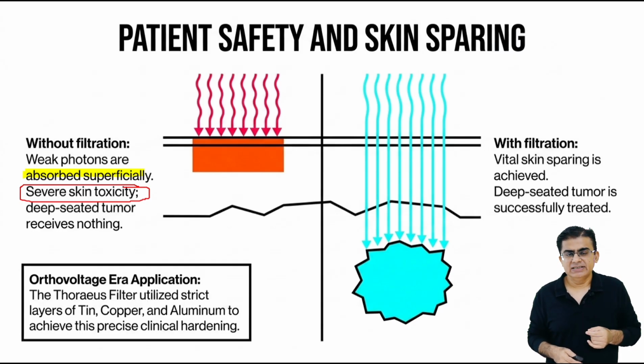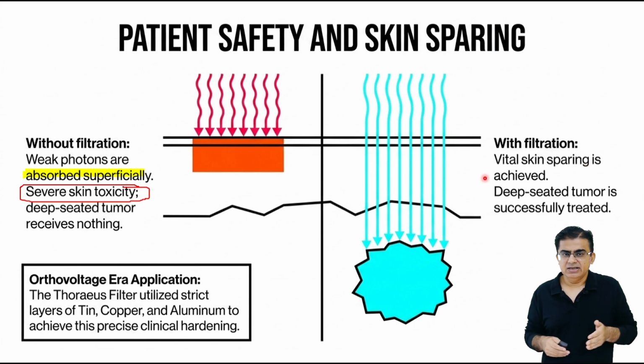Now look at the blue color X-ray photon treatment beam. This shows what happens when we use proper filtration. By intentionally placing filters, we selectively absorb those weak photons before they hit the patient. The surviving beam is now much higher in energy and highly penetrating. By intentionally hardening the beam, we achieve vital skin sparing for our patients. This hard beam safely passes through the skin and successfully treats the deep-seated tumor.